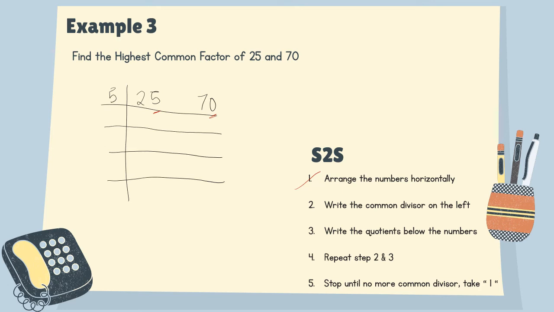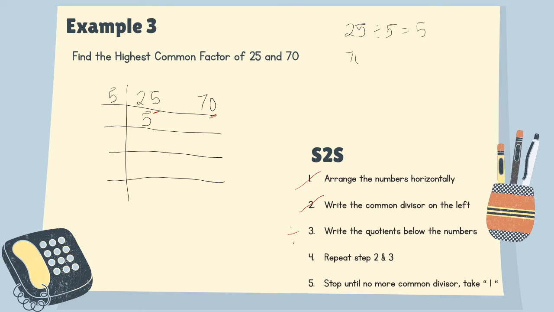So you can divide these two numbers by 5. So let's start. 25 divided by 5 is, you can check your timetable chart. 25 divided by 5 is 5. Writing down the quotient just below the number.